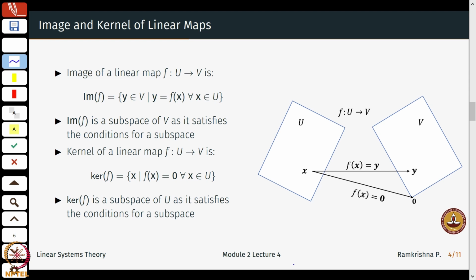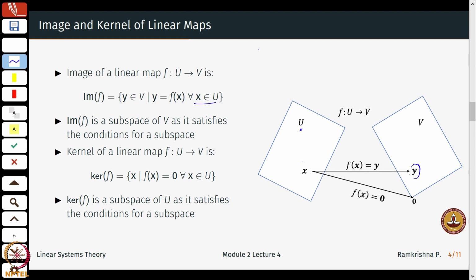Once we have defined the map f, it's important to define two other concepts. First is called the image of f. Again, let's draw the picture. The image of f is the set of all y's in V such that this y comes from some x in the space U, and this should hold for all x belonging to U. That is called the image of this map f.